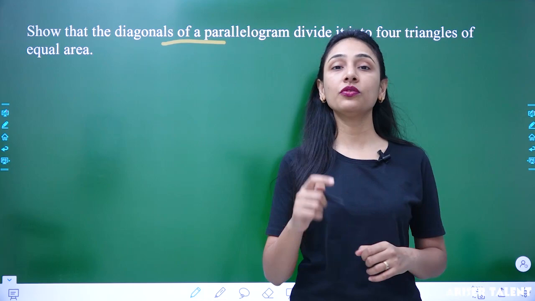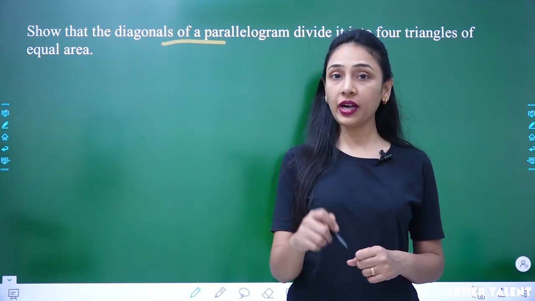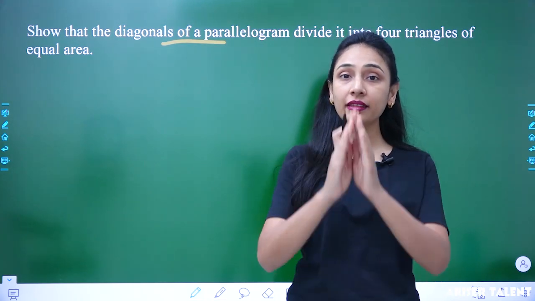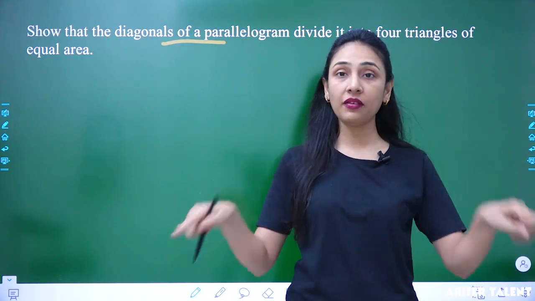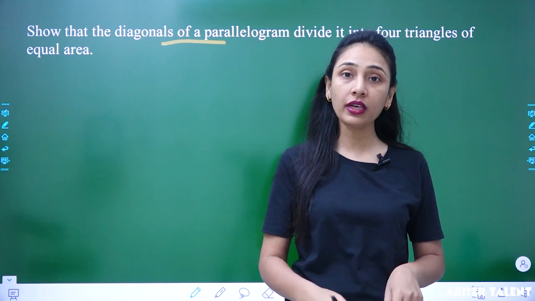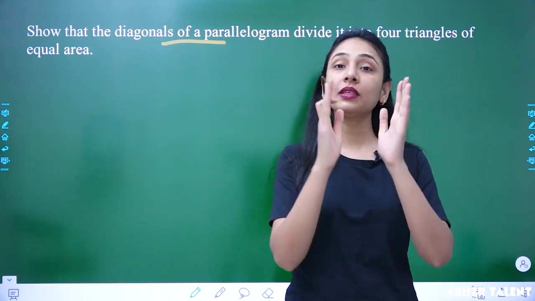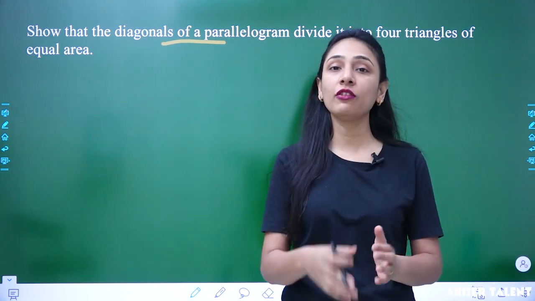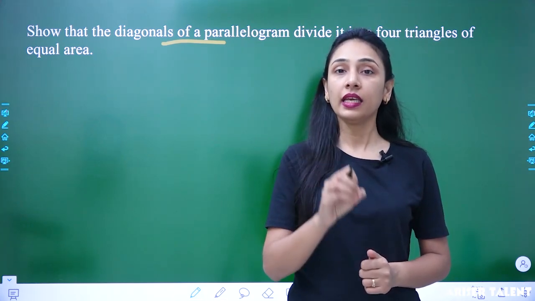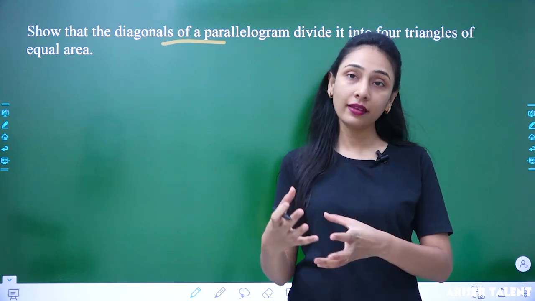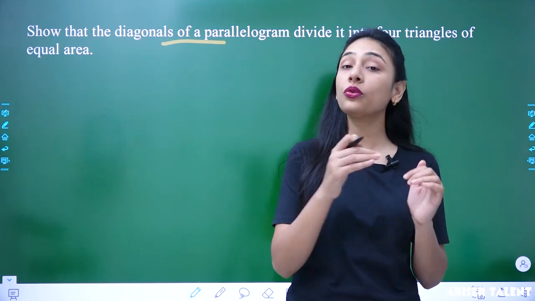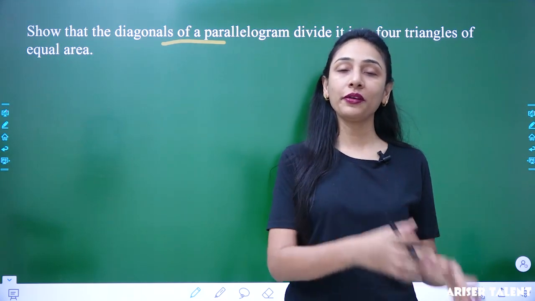The theorem was: when you have a median of a triangle, then that median will divide the triangle into two equal triangles. If you have a triangle and a median of it, this part and this part, that means this triangle and this triangle will be equal in area. Okay, this we have studied. Now we are going to prove another thing based on this theorem. We are going to use this theorem, so it's important to recall it.